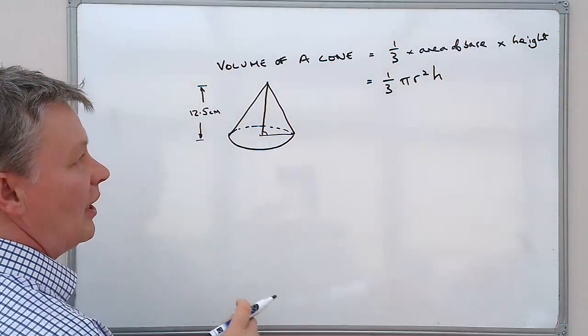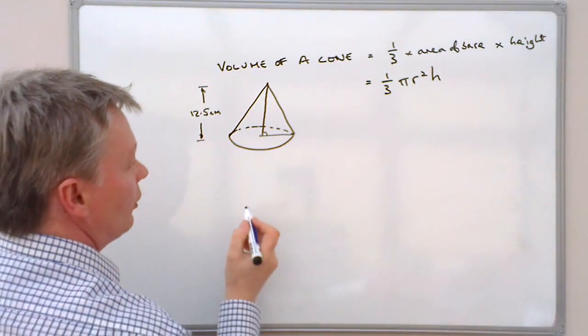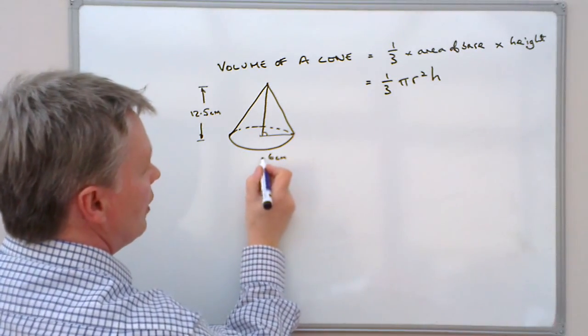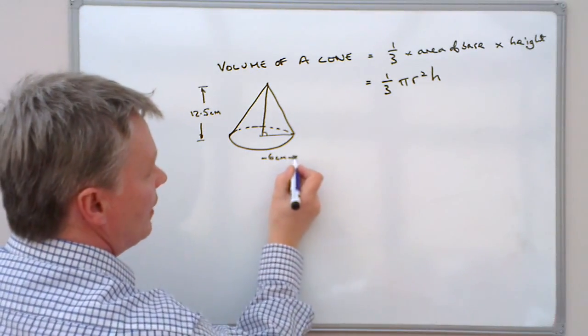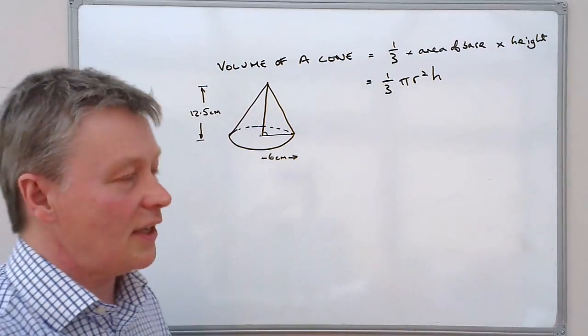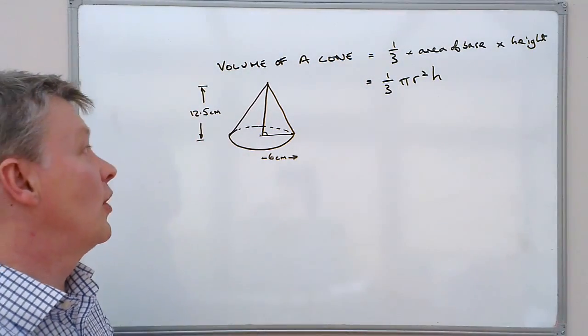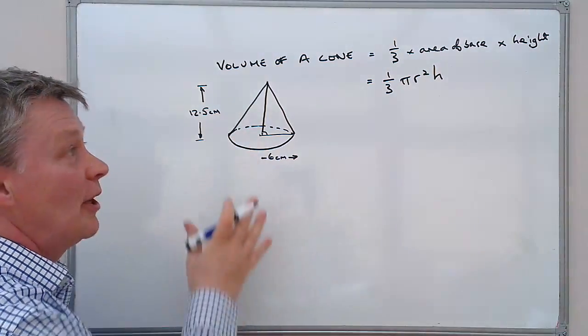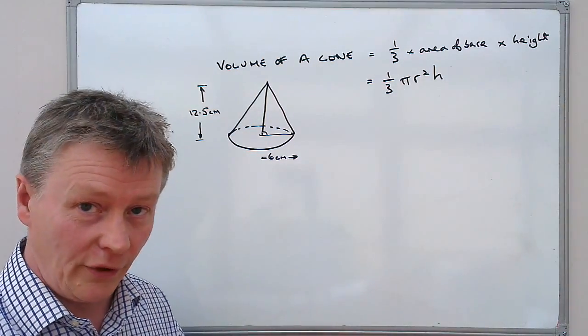The other thing we need to know is the radius. The radius of this cone is 6 centimetres, from the centre to the outer edge. So 6 centimetres radius and 12.5 centimetres perpendicular height. And actually that's all the information we need in order to work out the volume.